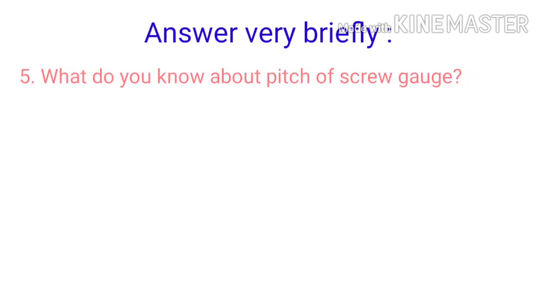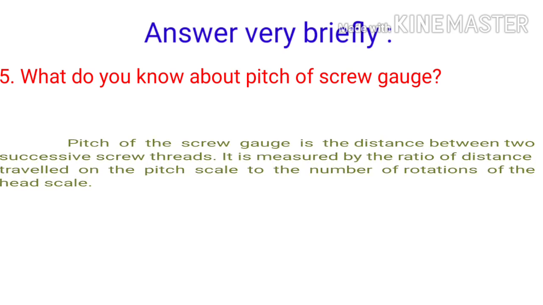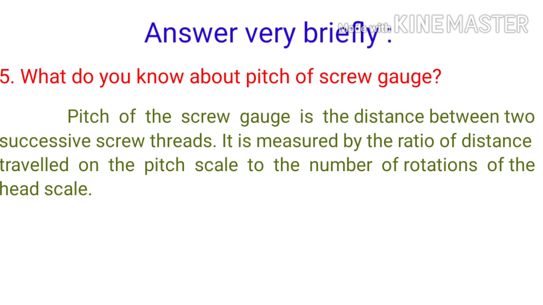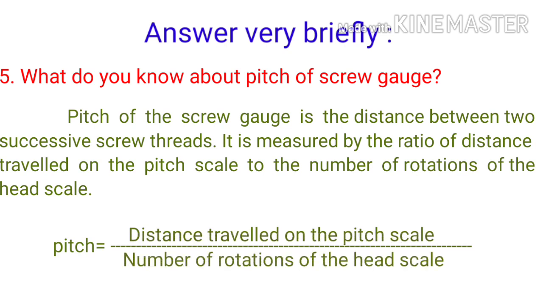Fifth question, what do you know about pitch of screw gauge? Answer, pitch of the screw gauge is the distance between two successive screw threads. It is measured by the ratio of distance travelled on the pitch scale to the number of rotations of the head scale. Pitch is equal to distance travelled on the pitch scale divided by number of rotations of the head scale.